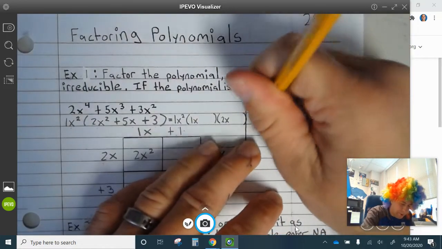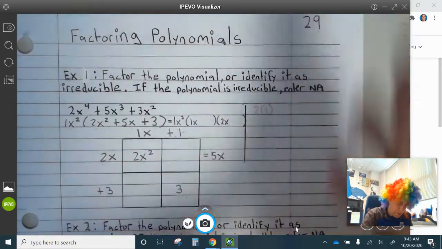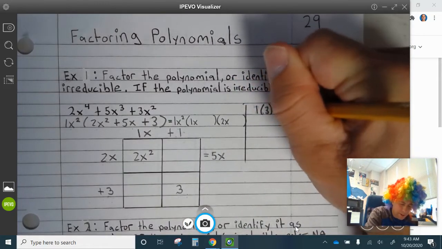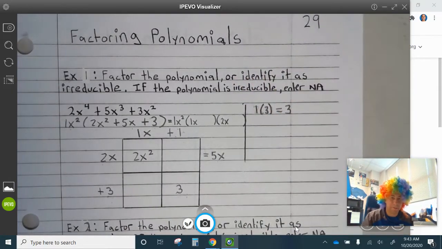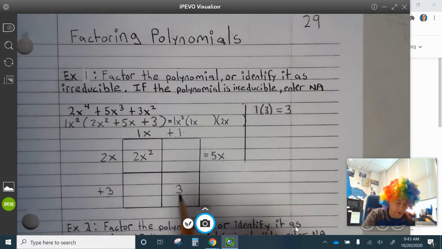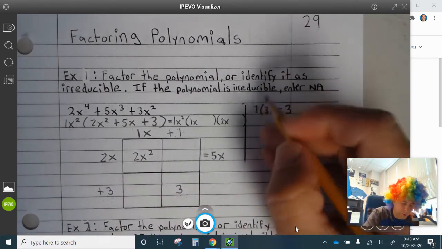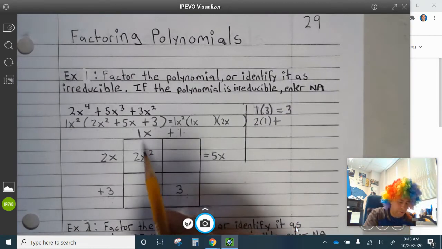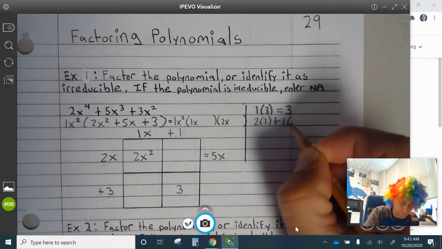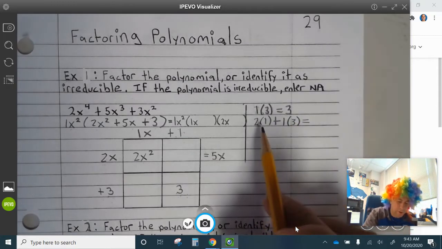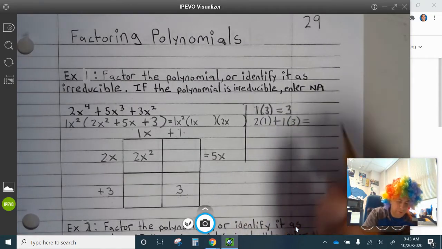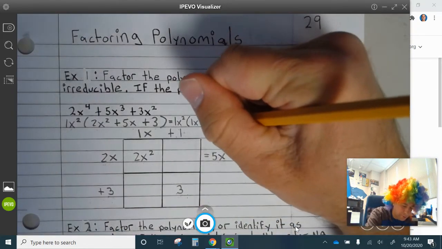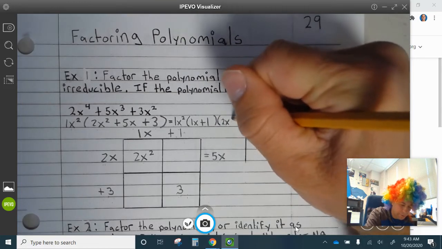Well, actually, let me take a step back. We want to check to make sure that this equals 3. So 1 times 3 equals 3. That's what you first need to check, okay? So this is okay for this number, but now we need to multiply 2 times 1, add that to 1 times 3. Well, 2 times 1 is 2 plus 1 times 3 is 5. That works, so this is our factor. So 1x plus 1 and 2x plus 3.